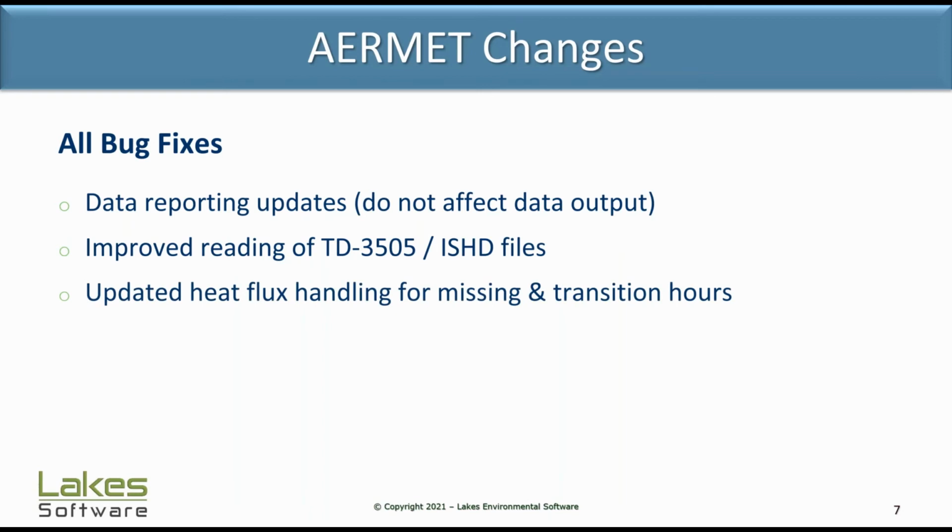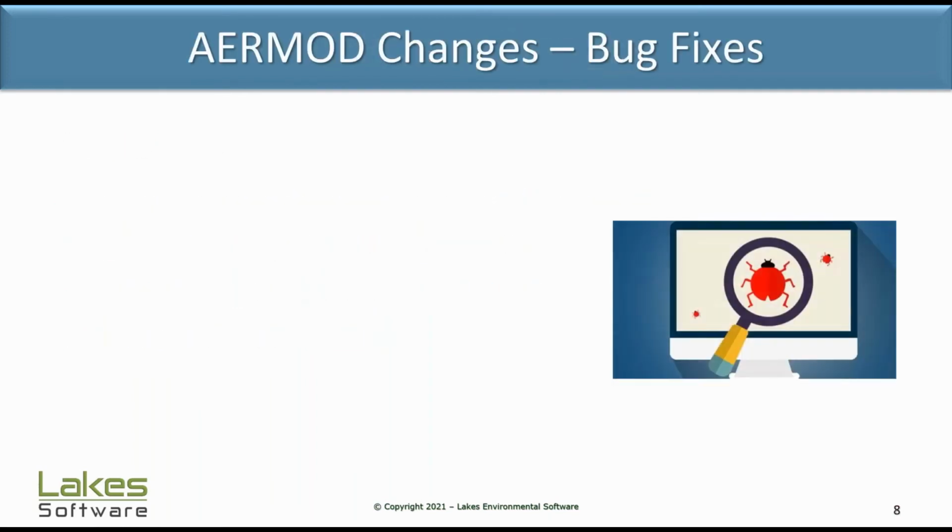in AERMET. There's some updated heat flux handling for missing hours as well as the transition hours between convective or daytime boundary layer and the nighttime or mechanical boundary layer. And then just general code optimization applied throughout the AERMET model. So like I said, no major changes to AERMET, just some updates, bug fixes, things that can be easily applied to existing projects without even you knowing that there's really anything going on internally. You simply run the new AERMET model, you get the updated surface and profile files, and pass those along to AERMOD. Now in AERMOD, first let's go over some of the bug fixes.